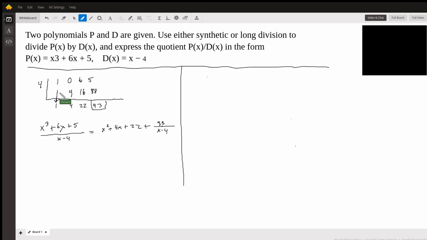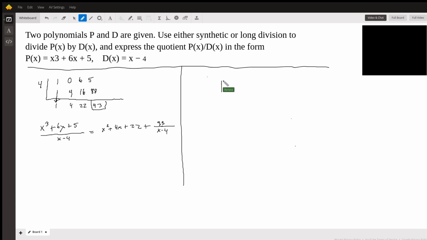A lot of people forget this first step where you just bring down that leading coefficient, and then the rest of it is just multiply and then add, and then multiply again and then add, and multiply again and then add.